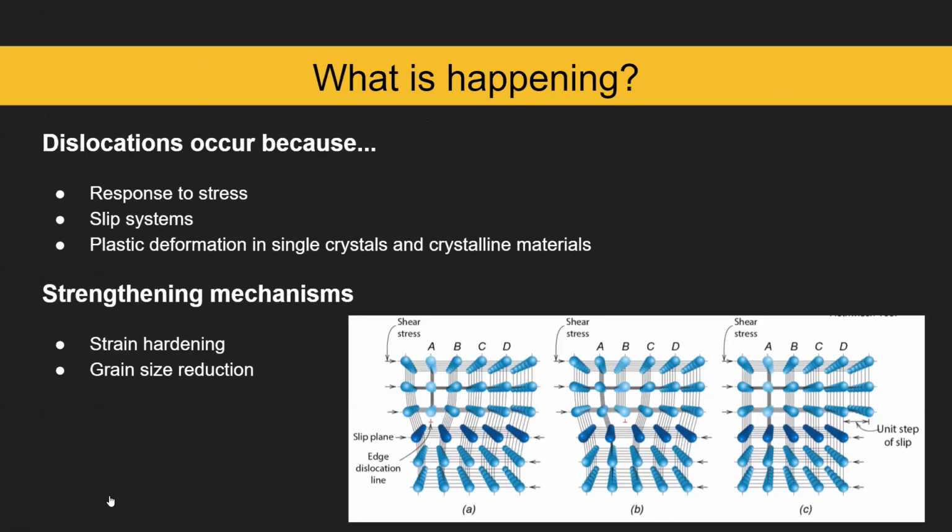So next, I'm just going to describe what's happening and why dislocations occur. They can occur because of a response to stress, slip systems, and plastic deformation in single crystals and crystalline materials. This can be used as a strengthening mechanism. So strain hardening is when a ductile metal becomes harder and stronger as it plastically deforms. And grain size reduction is another factor, and this increases grain boundary area, more barriers to dislocation motion, and increased yield strength, tensile strength, and hardness.